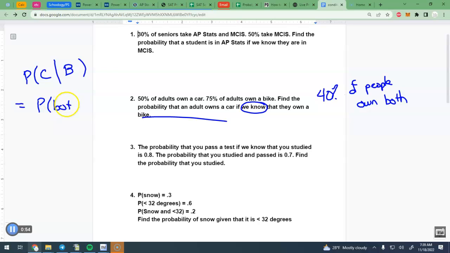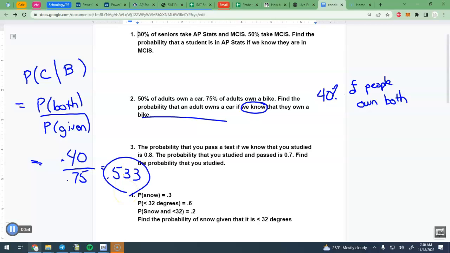So it's always the probability of both divided by the probability of the given. So the probability of both here is 0.4, and then the probability of the given is the bike, and the bike is 0.75, and I don't know what that is, 8 over 15. What's that as a decimal? Nobody? None of you divided it? Does that make sense? Okay. So it's 0.533. Not that it matters. Try number 3. It's a little tougher. But try it.